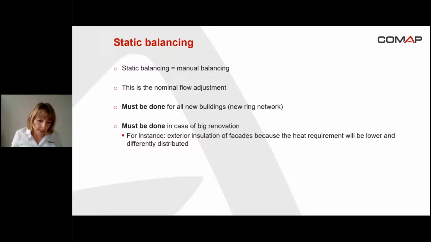The static balancing must be done for all new buildings, all new ring networks, and it also must be done in case of big renovation. For example, if there is an exterior renovation, insulation of facades, it's necessary to do the static balancing because the heat requirement will be lower than it was before.